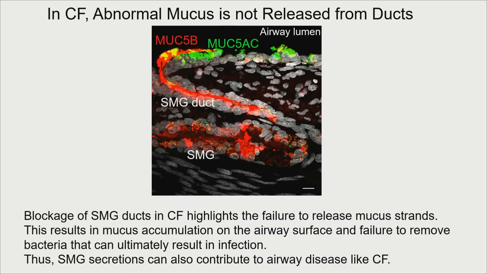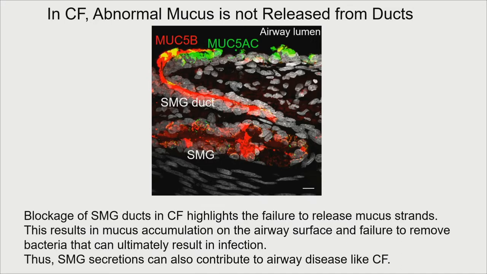If you look at a vertical section of those tracheas that have been stained for 5B and 5AC, what you can see here is that in CF, the submucosal gland is full of 5B, shown in red. And then that 5B going up to the surface fills that duct. In essence, it's blocking it. And when it comes to the surface, it's not released, but it stays there and is coated by 5AC. So this blockage of submucosal glands, or a failure to release, highlights the failure to release mucus strands.